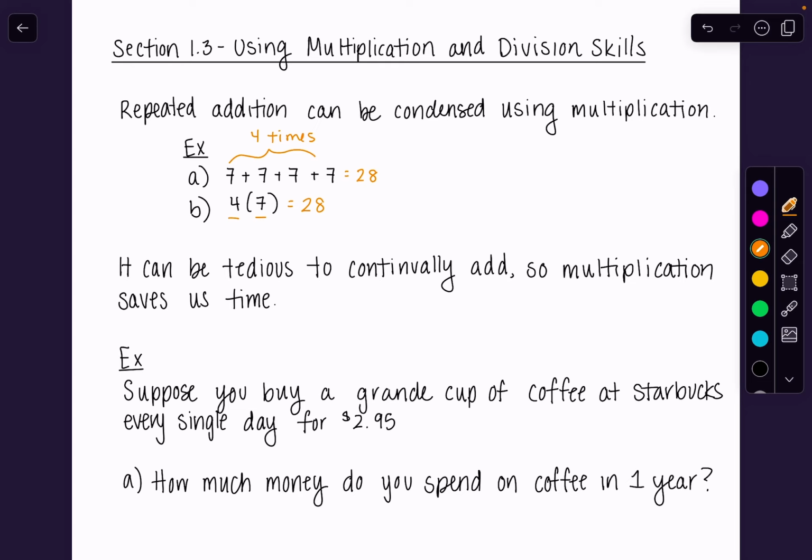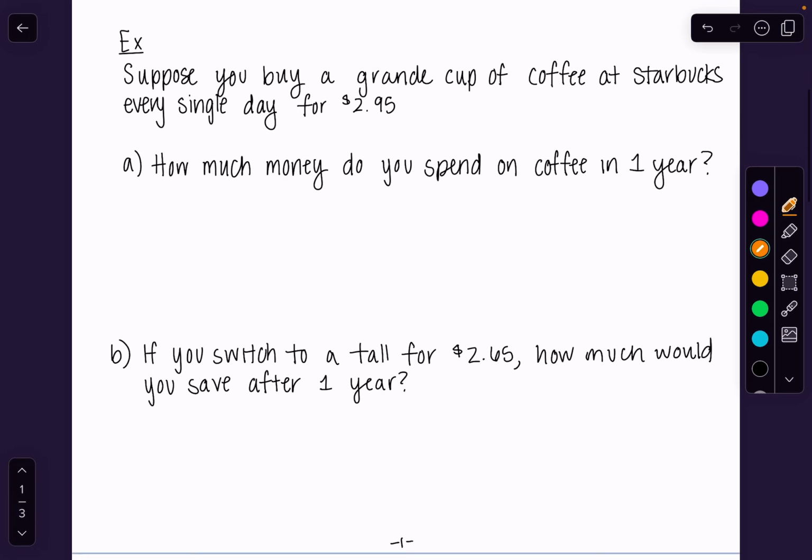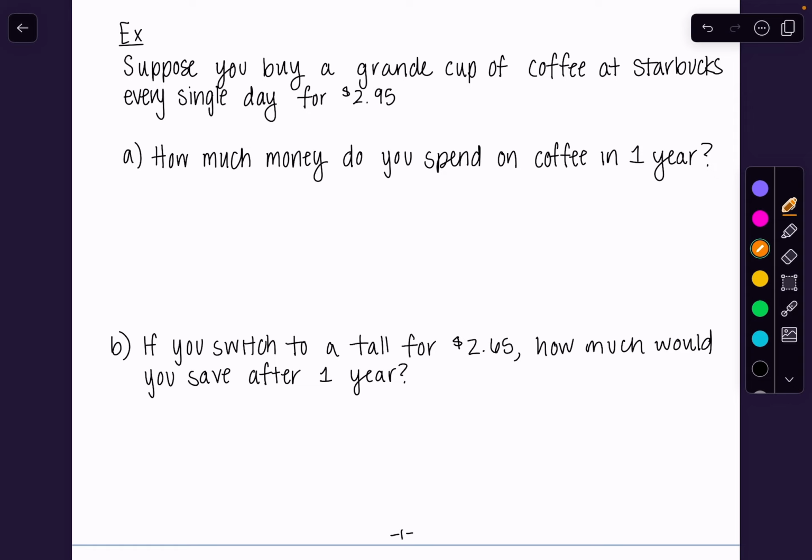So if you're doing something where you have to continually add the same number over and over and over, multiplication is going to save us a bunch of time. So to really hone in on that, let's look at an example. Suppose you buy a grande cup of coffee at Starbucks every single day for $2.95. So you're just getting plain, basic coffee. We want to figure out how much I would spend on coffee in a single year.